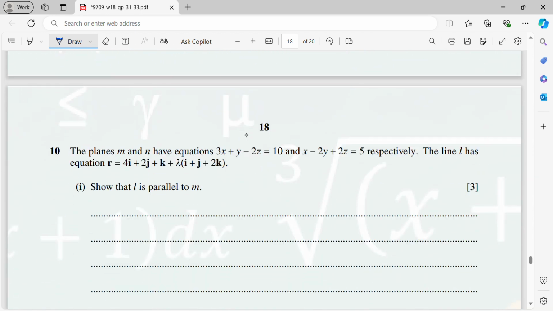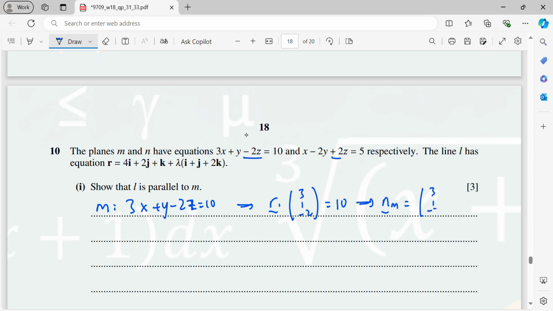Question number 10. The planes M and N have equations, respectively. The line L has another equation. Show that L is parallel to M. Okay, now firstly, M is 3x plus y minus 2z equals 10. Now I will change to the vector form, which is r dot (3, 1, minus 2), because 3x, 1y, minus 2z equals 10. So the normal vector for the plane M is (3, 1, negative 2).